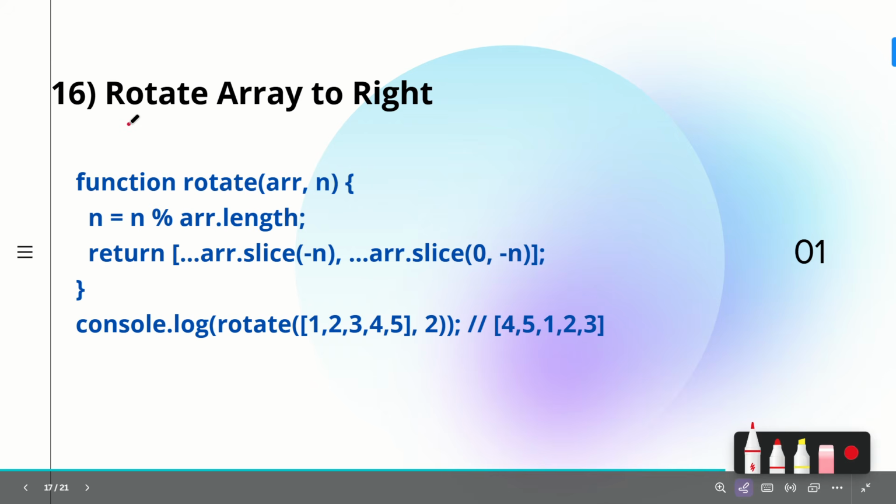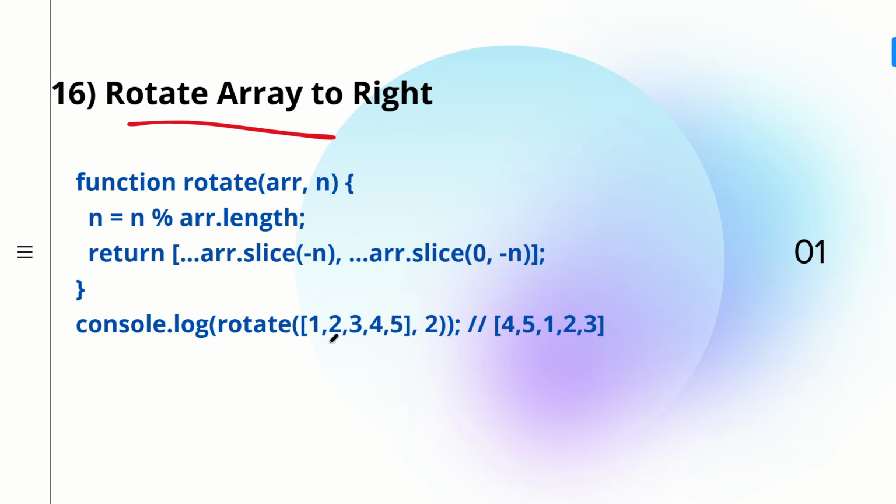Our 16th question is rotate the array to the right. So the interviewer might give you the array and they might tell you by how many times you have to rotate. So if they have said that by 2 times you have to rotate to the right, then how will you rotate? You will write 1, 2, 3 and 4. You have rotated it to the right and 5 will be replaced here.